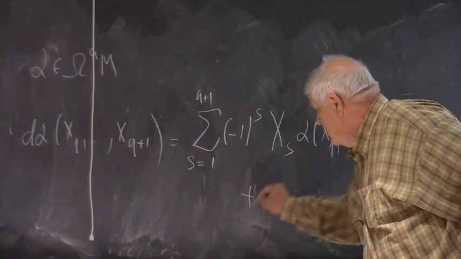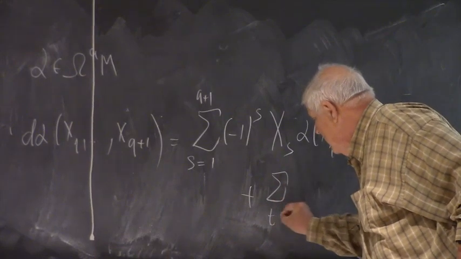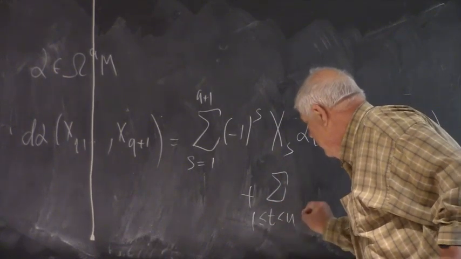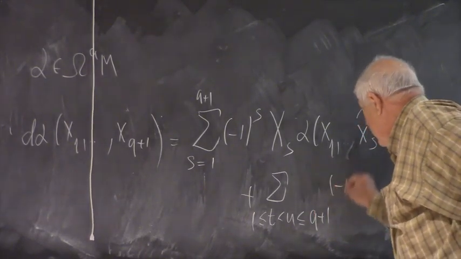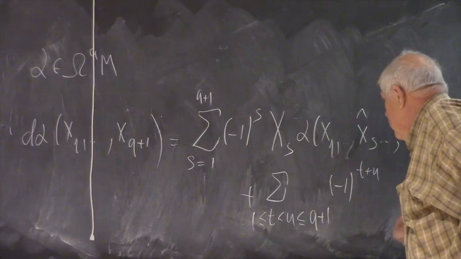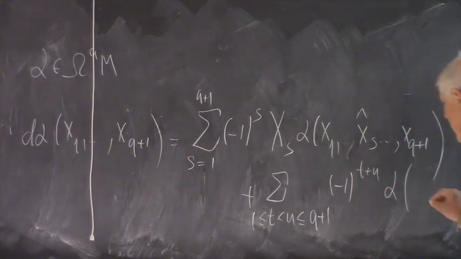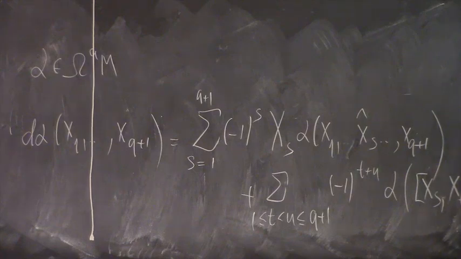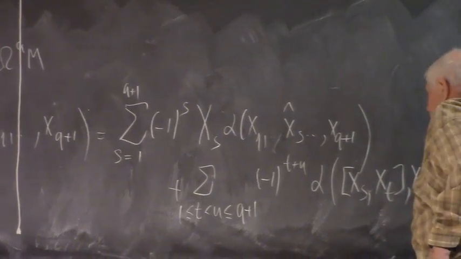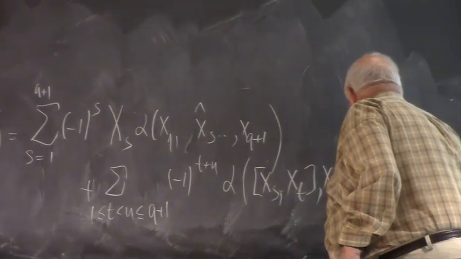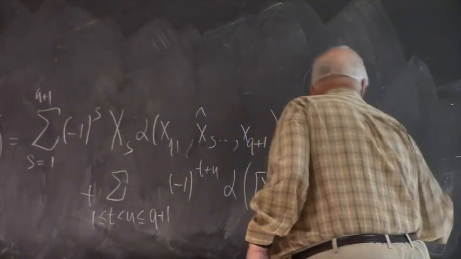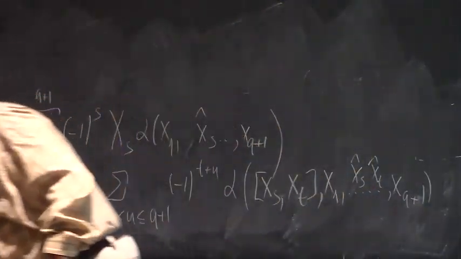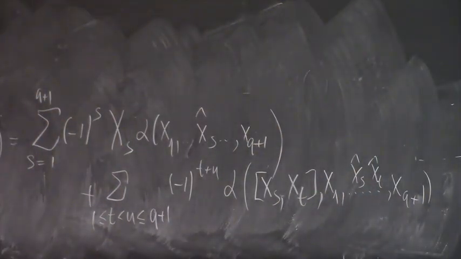Then plus the sum of negative 1 to t plus u. I take alpha. I first write the commutator of the two vector fields, and take all the rest, certainly dropping the two which I have already used. And this is the formula.